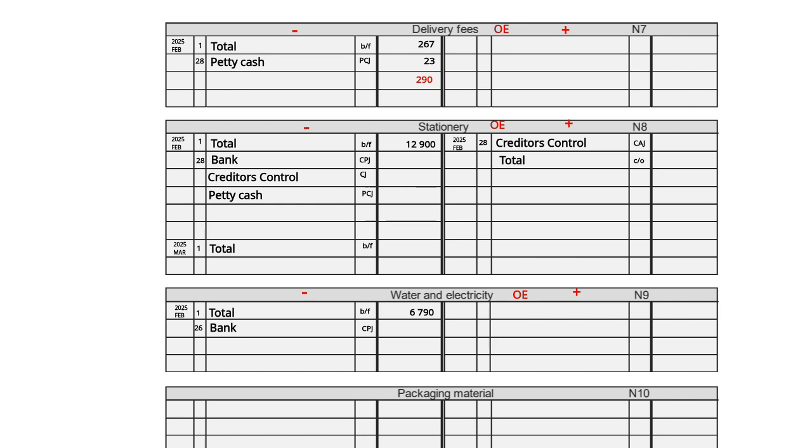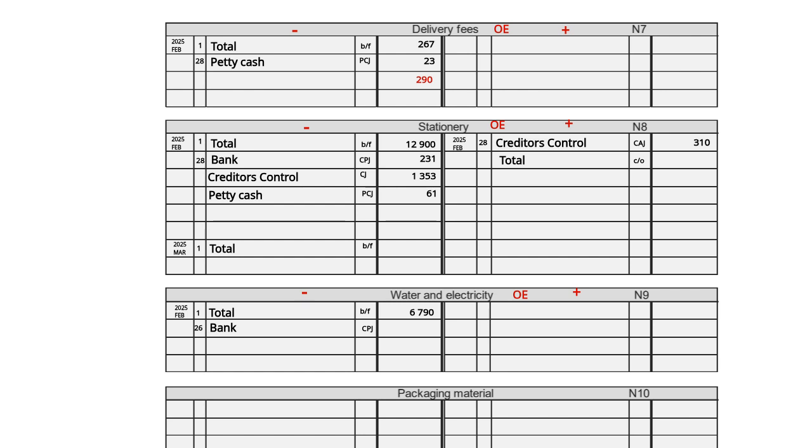Then our stationery is also an owner's equity expense account. We have our total brought forward of 12,900 on the debit side. In our CPJ, our total for stationery was 231. In our creditors journal, our total for stationery was 1353. In our petty cash journal, our total for stationery was 61. If you go to the credit side, our total for stationery in our creditors allowances journal was 310 Rand.